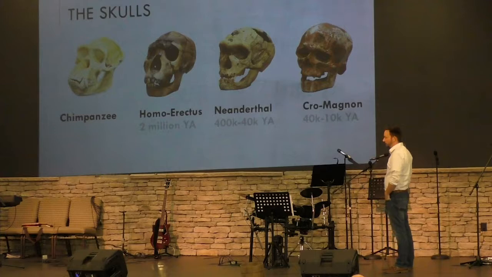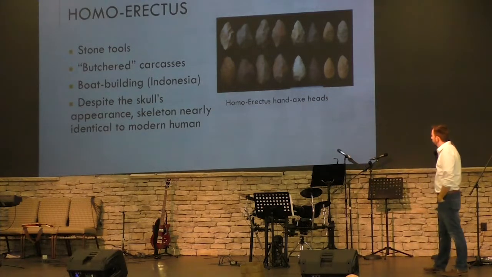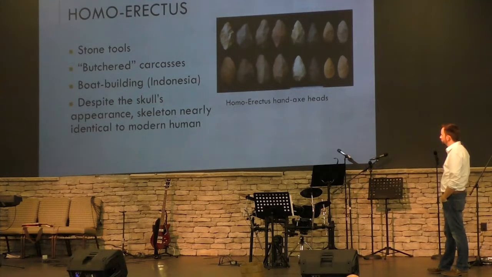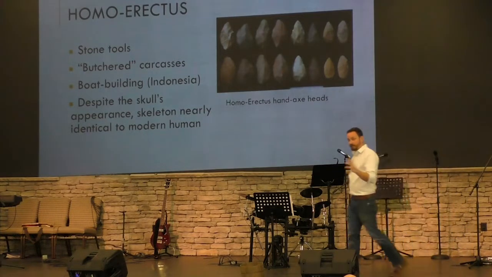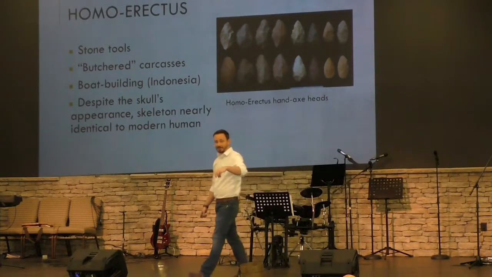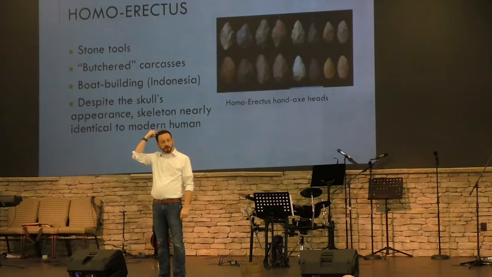So that's interesting. Homo erectus, supposedly our oldest ancestor, like 2 million years ago. But here's what we find with Homo erectus remains. Stone tools, butchered carcasses, evidence that they built boats. The reason we have that evidence is because they find the same kinds of humanoids, Cro-Magnon man, whatever, or Homo erectus skeletons, all over these different islands in the Pacific. Well, how did they get there? I wonder. By a boat?